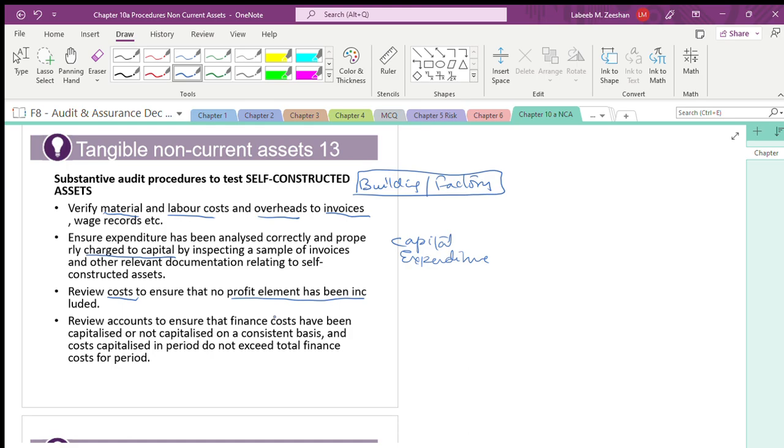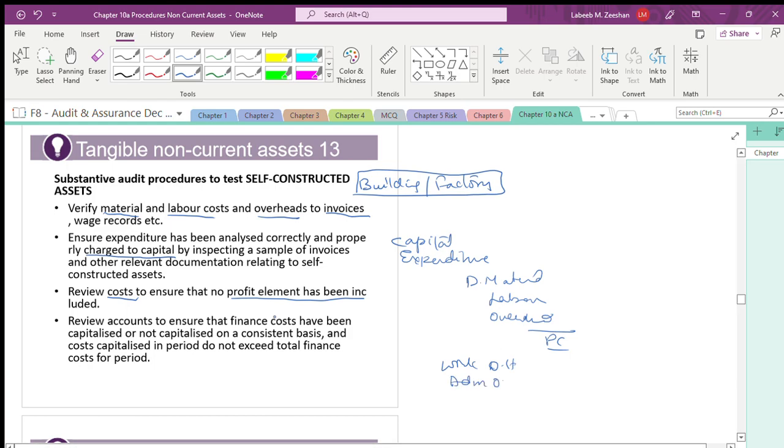Again, you have to do management accounting. You have direct materials, direct labor, direct overheads. Then you will call it the prime cost. Then you will have works overheads, administration overheads, selling overheads. Then you will have the total cost. Then you will have the profit. When do we make profit? When we are selling to others. When we are doing it for ourselves, there is no element of profit attached to it.